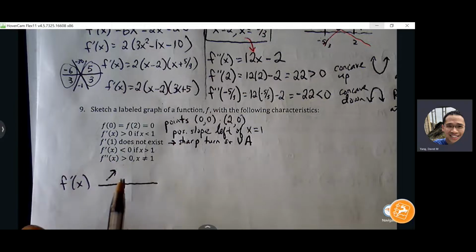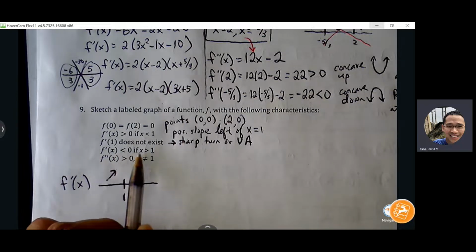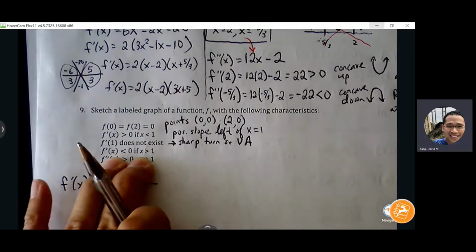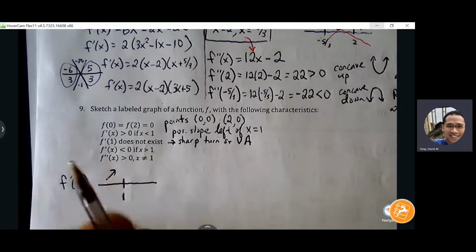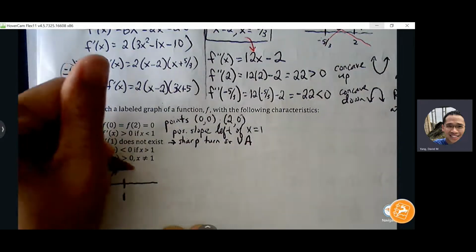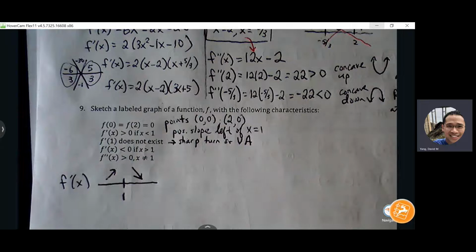Okay, f prime of x is less than 0 if x is greater than 1. What's another way of saying that? Yeah, negative slope to the right of 1, right? So here we go. We can go ahead and fill out the rest of our slope sign line.